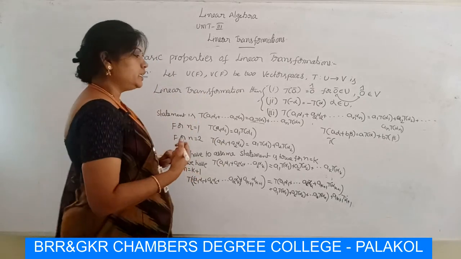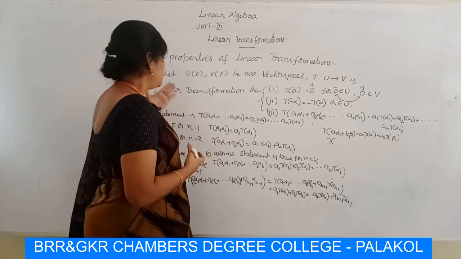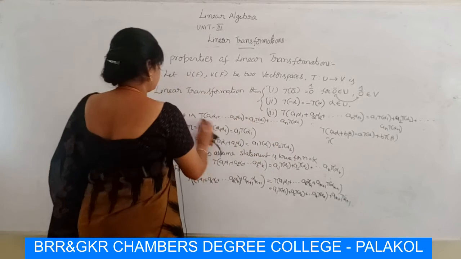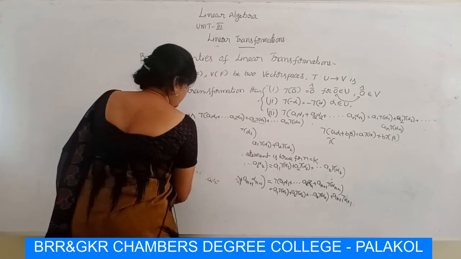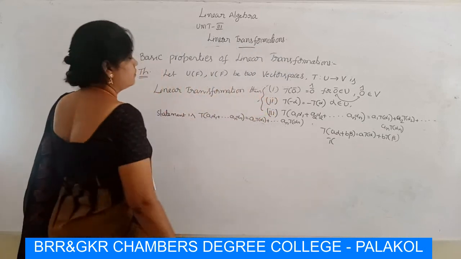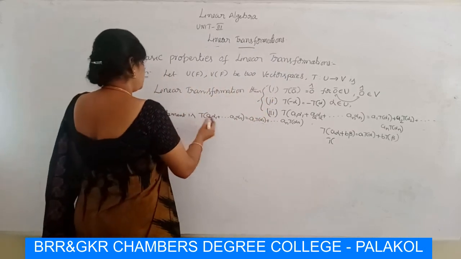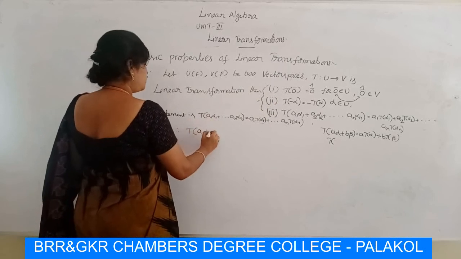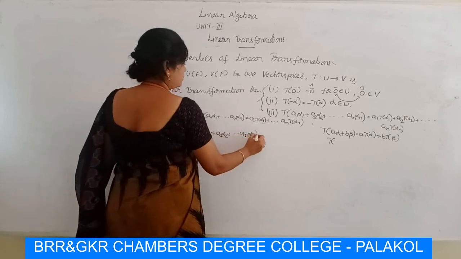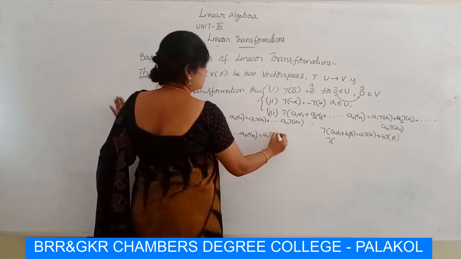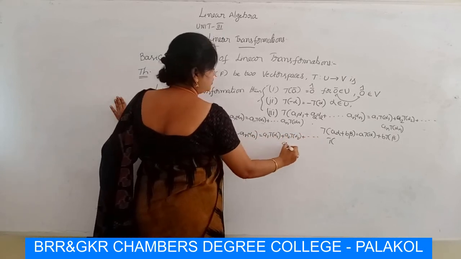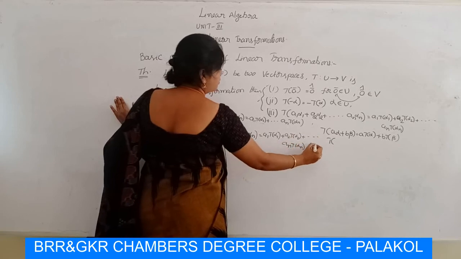So by mathematical induction we have that the statement is true for all values of n. By mathematical induction we conclude that the statement is true, and so on an into T of alpha n, for all n.